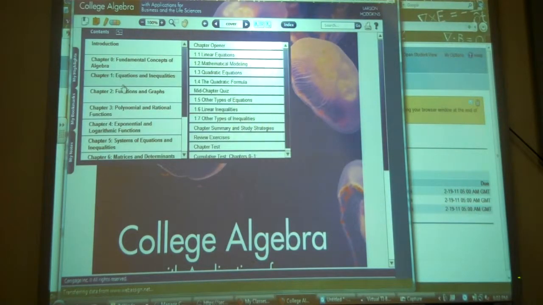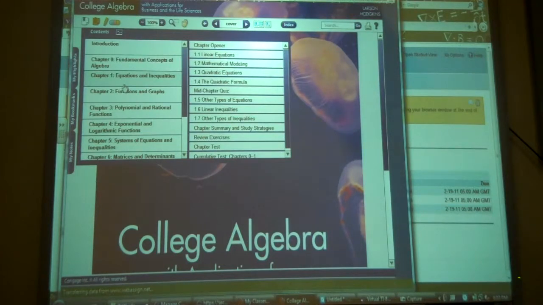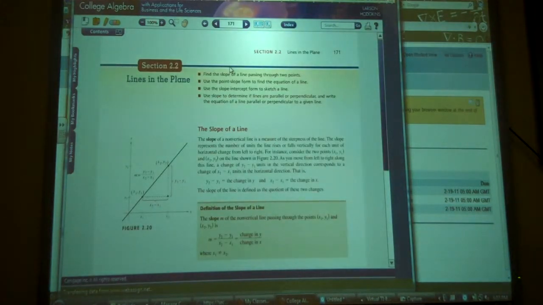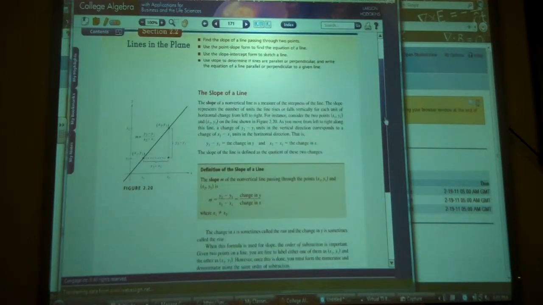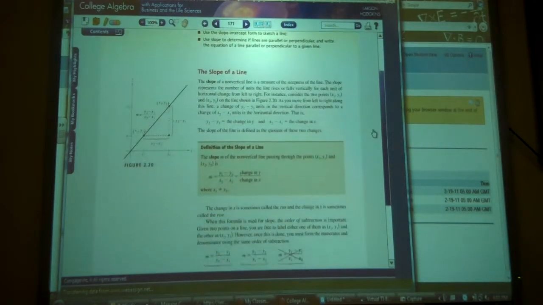Alright, so we're on chapter 1. And we did 1.1 already. Linear equations. Oh, sorry, in this book, I guess. Sorry, in this book, chapter 2, I'm sorry. Sorry about that. Yeah, we did 2.1 last time in this book. It's 1.1 in the other book.